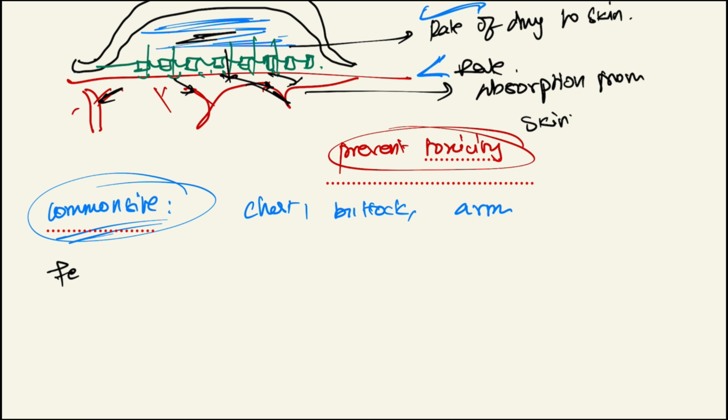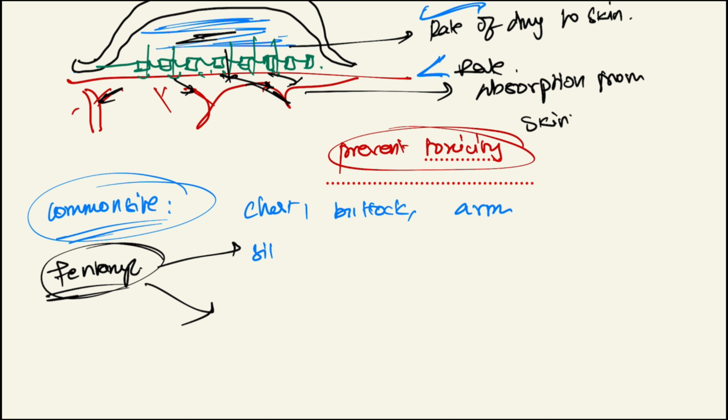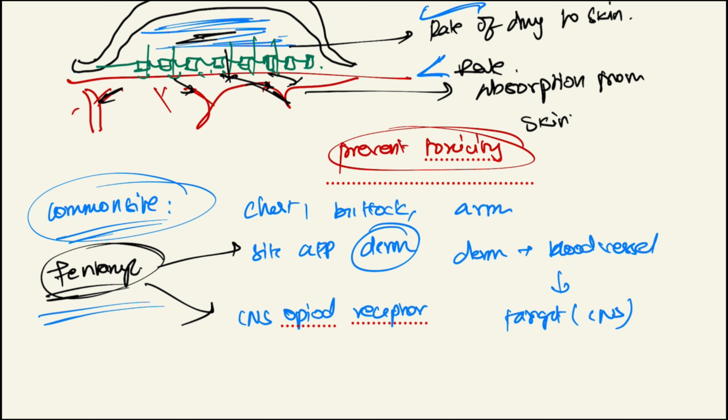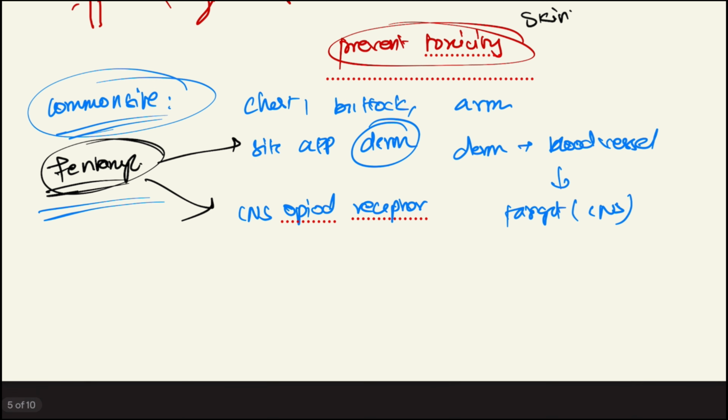Fentanyl is another drug that can be used in patches. Here the site of application is the derm, and it is an opioid that acts on the CNS receptors. So the site of application is the derm, that is the skin, and the target organ is the CNS. So it is a systemic application. You can understand why it doesn't come under the topical routes, right?